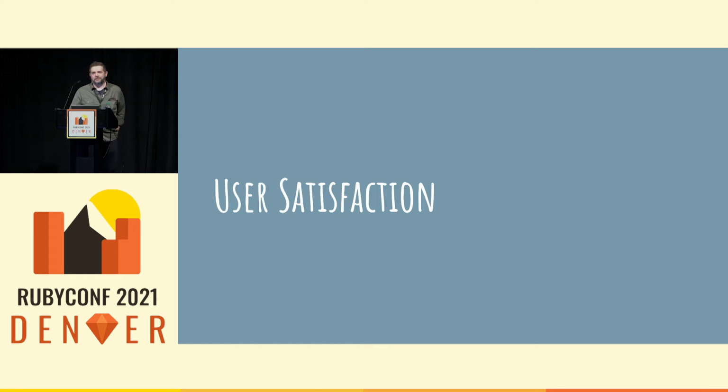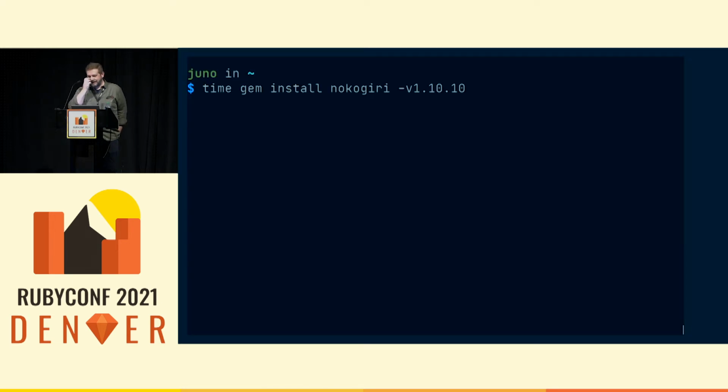Installation time is a really important aspect of user satisfaction. Nokogiri has been named one of the top 5 frustrating gems in the universe more than once. And it's really not hard to understand why when you watch this video of paint drying, of Nokogiri 1.10.10 installing. This is really frustrating. It's been the source of a lot of negative feedback over the years.